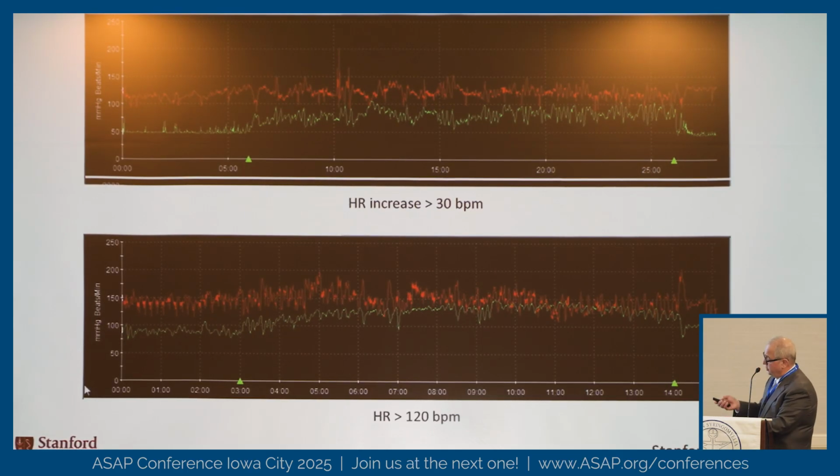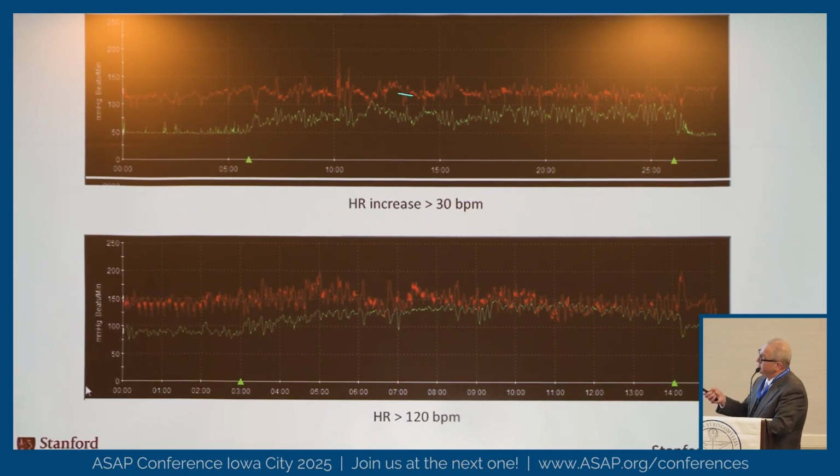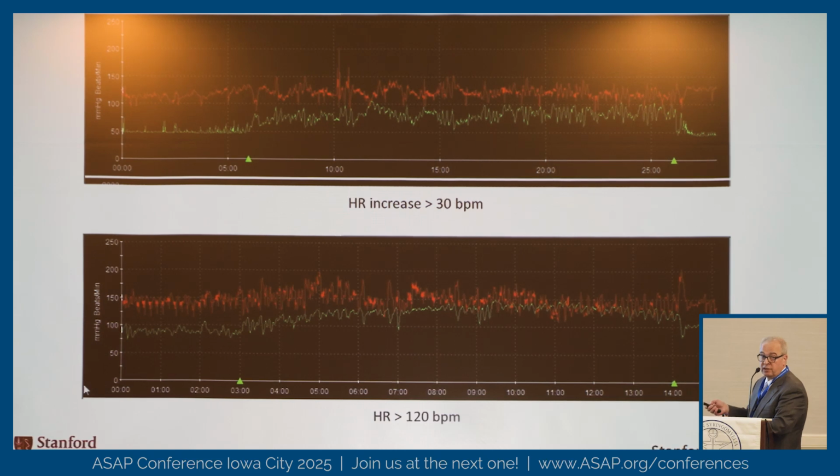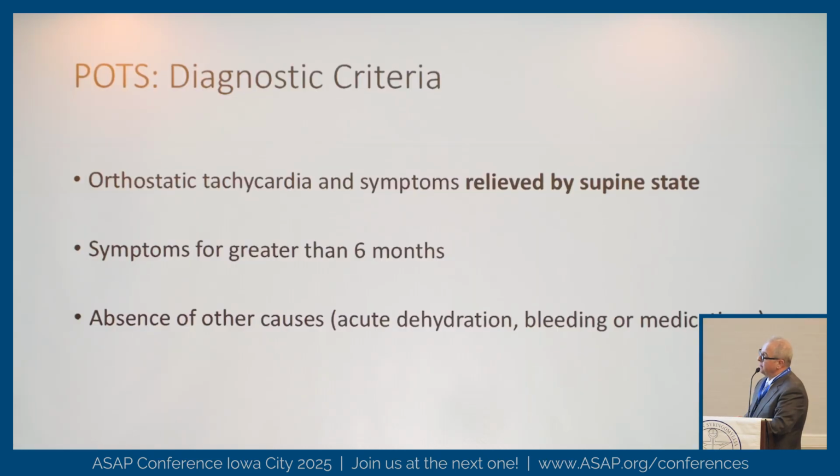These are examples from our autonomic lab at Stanford. The red is the systolic blood pressure. I just kept it simple here. And then this is the heart rate. This is an example of POTS number 1, where the heart rate goes up by more than 30 beats, but you see the blood pressure does not drop. It does not change. This is POTS number 2, where the blood pressure again does not change, but the heart rate exceeds 120 beats per minute for the entire duration of tilt. So these are two forms of POTS.